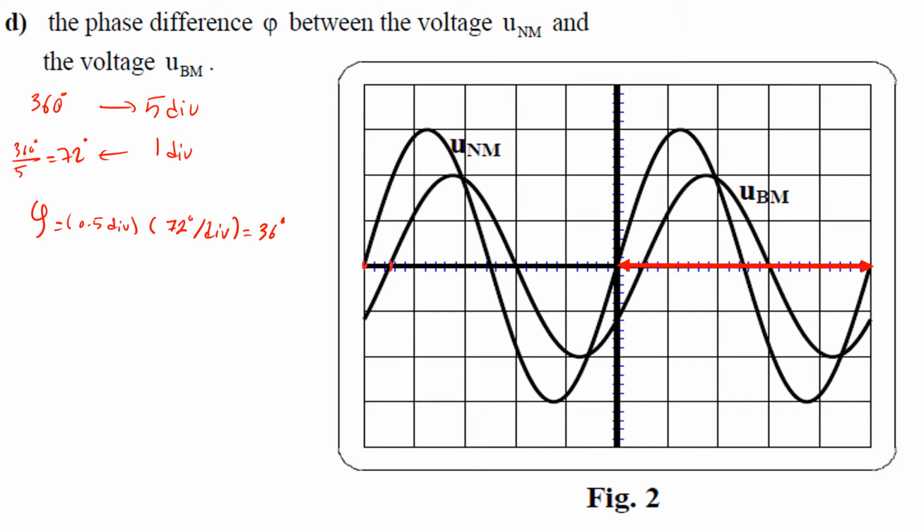So we want to convert to radians. Phi is equal to 36 pi over 180, which gives pi over 5, or 0.2 pi radians.